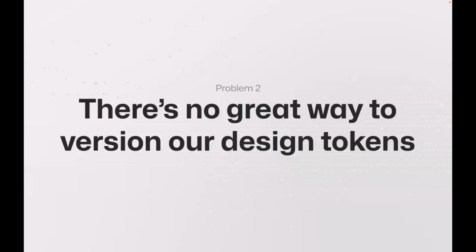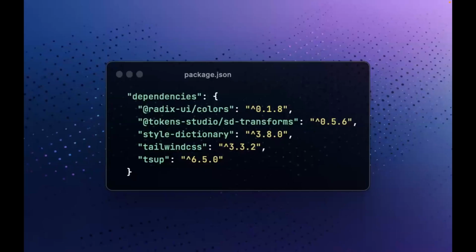Next problem is that there is no great way to version our design tokens, leaving us with less confidence shipping updates. What I mean by that, in engineering, package managers that let you pin specific modules to a specific version is something that is essential, especially if you want to maintain this kind of confidence.